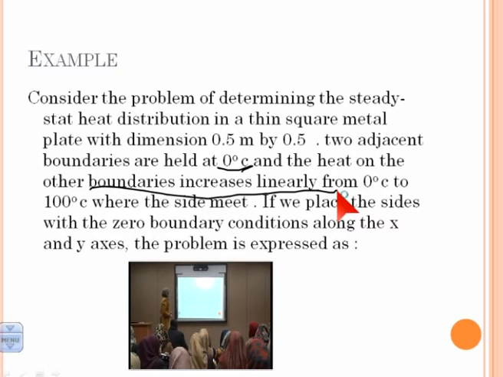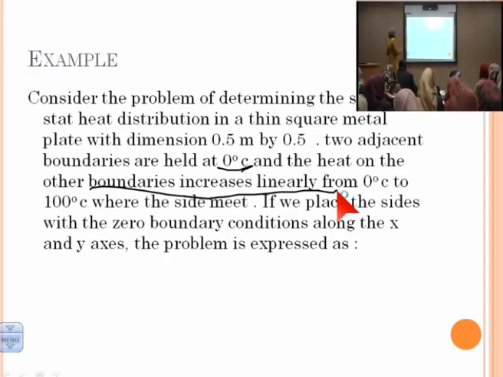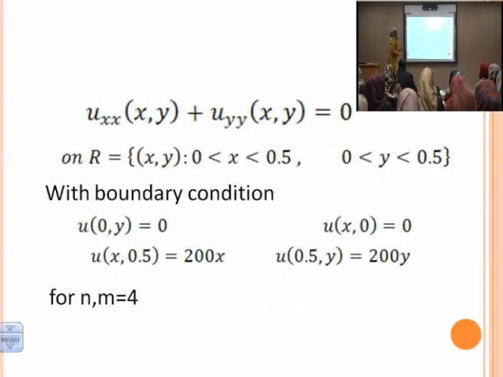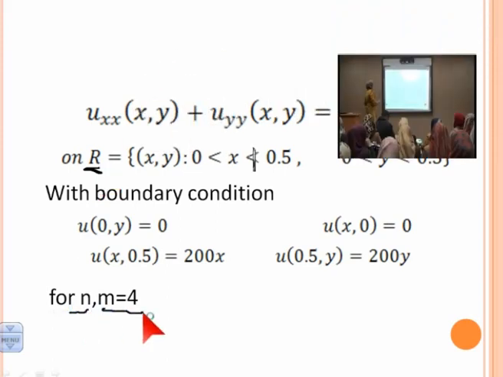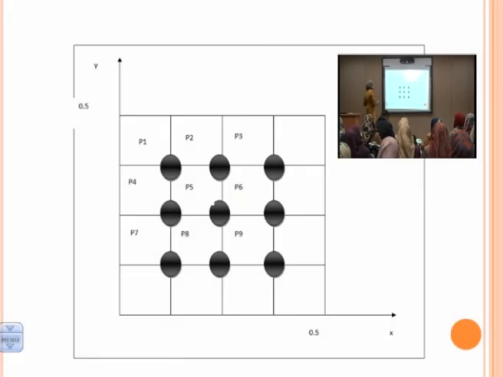If we place the sides with the 0 boundary condition along the x and y axes, the problem is expressed like this. In the first one, we wrote it as we speak, but this one is written as a mathematical formula: u_xx plus u_yy equals 0 on R. This is the region, the rectangle, x from 0 to 0.5, and y also the same, with the boundary conditions u(0,y) equals 0, u(x,0) equals 0, u(x, 0.5) equals 200x, and also the same for y. For n and m equal to 4. This is given in the example. And here is the figure for our problem.